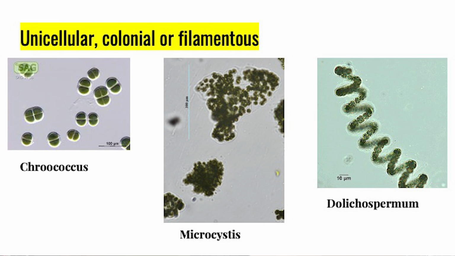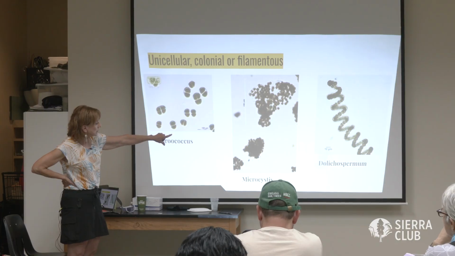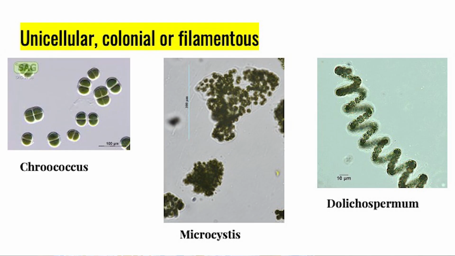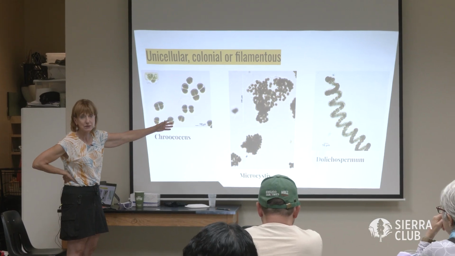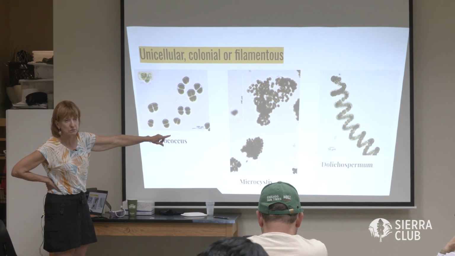All right, so here's an example of Chroococcus, which if you find this in your microscope slide, it will occur as a single cell. Microcystis is in a colony, though you will see cells broken off. Usually my first indication of what the single cell is is if there's a colony next to it. And filamentous, like Dolichospermum.